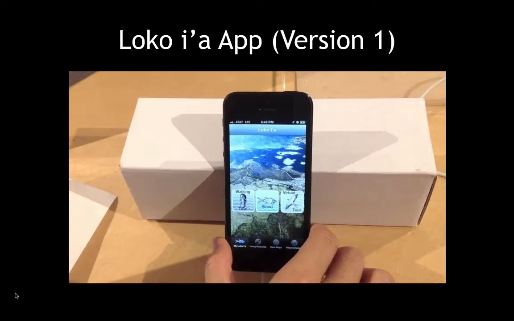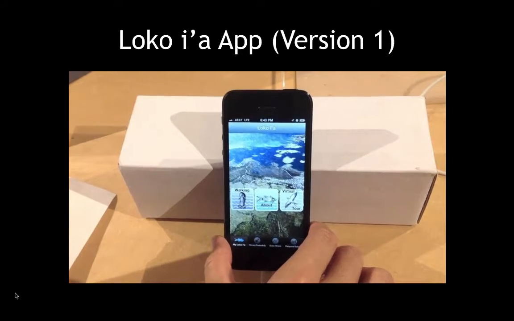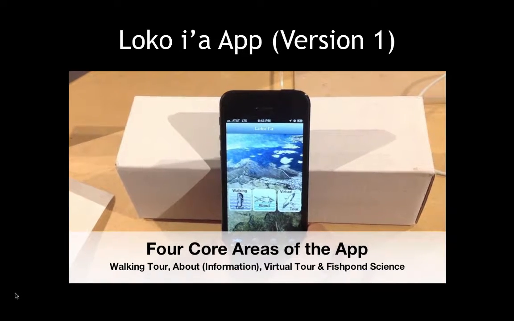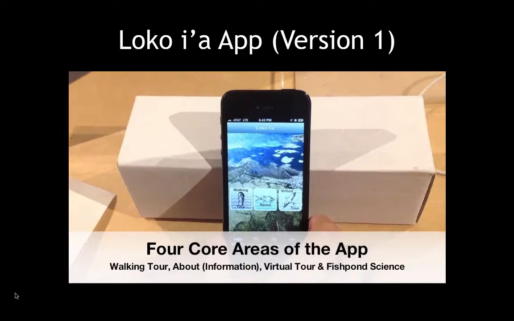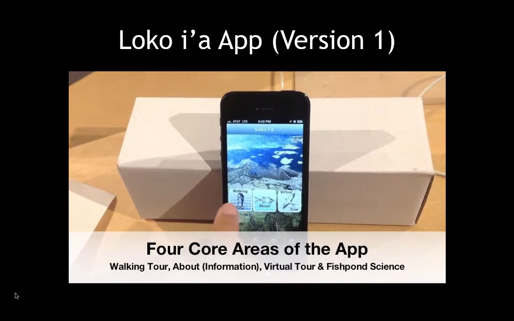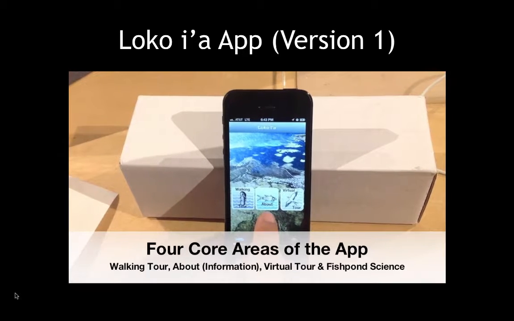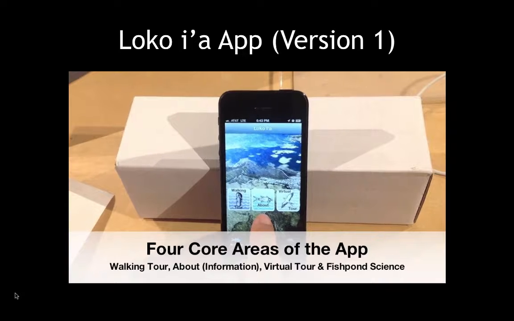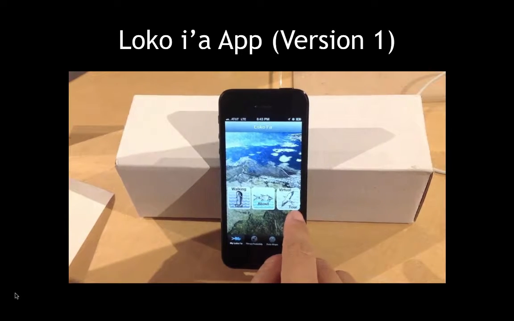As you can see, when the app launches, the screen opens up with an aerial view of He'ia Fish Pond. There are 4 core areas of the Local IA app. You can access the walking tour using the left button, find out more information about the app using the About button, and learn and access more sites of interest at He'ia Fish Pond using the Virtual Tour button.